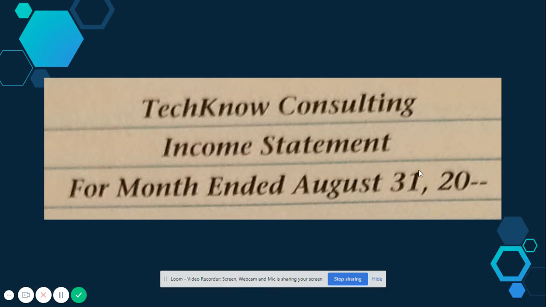Always the first step on the top of our document is our heading. We have the name of our company, the name of the worksheet, so this one is our income statement, and the date, so this would be for the month ended and whatever the date is.